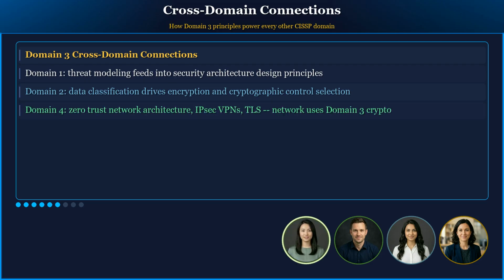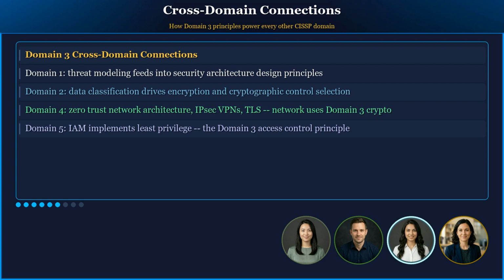Domain 4 network security is built on Domain 3 cryptography. Transport Layer Security, covered in Domain 3 public key infrastructure, is what makes HTTPS work. IPsec, the virtual private network protocol using Advanced Encryption Standard and Diffie-Hellman from Domain 3, is a Domain 4 technology. The protocols in Domain 4 use the algorithms defined in Domain 3.